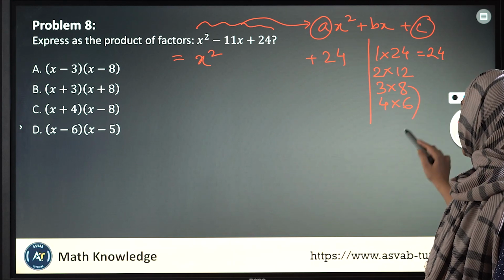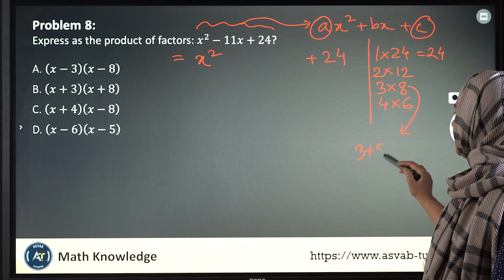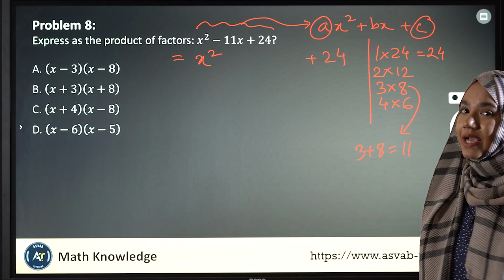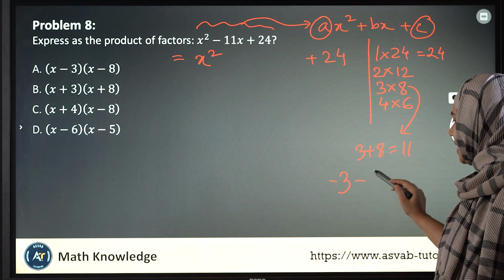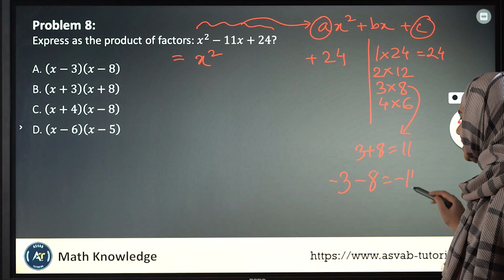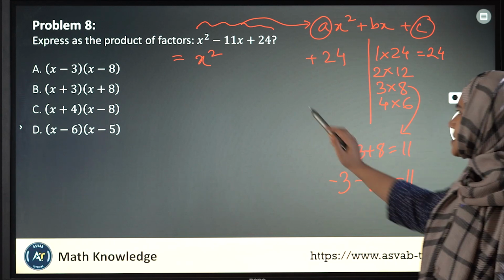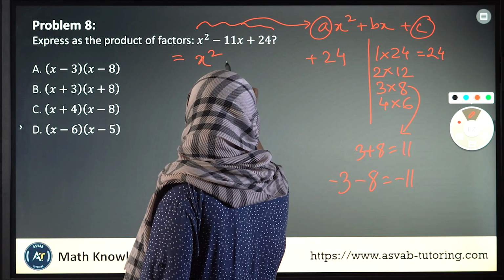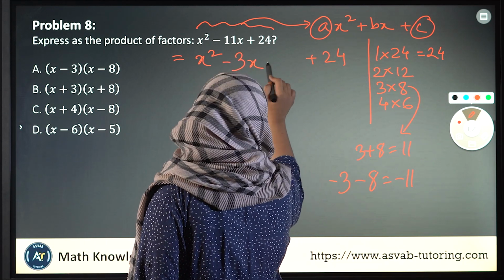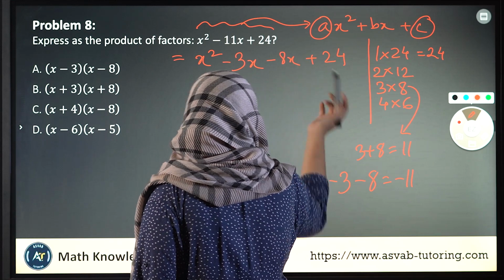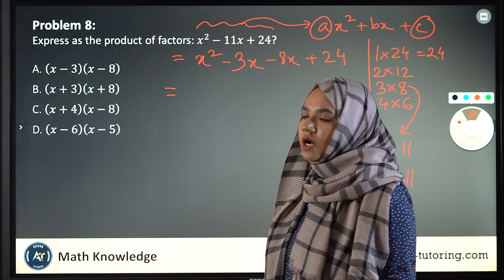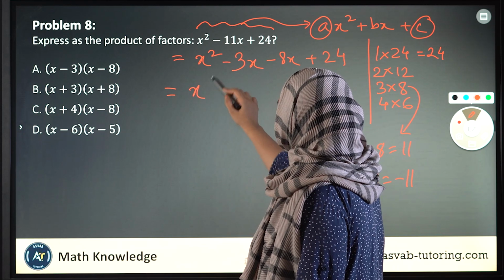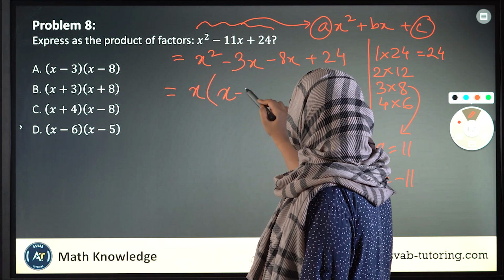If 3 plus 8 is 11, what will actually lead us to minus 11? What do you think? Minus 3 and minus 8 will lead us to minus 11, right? So that's exactly what we are going to write in this case. So we are going to write minus 3x minus 8x, all right? And then what we do is, for the first two terms, we're going to take x common. So x being common is going to be x minus 3.